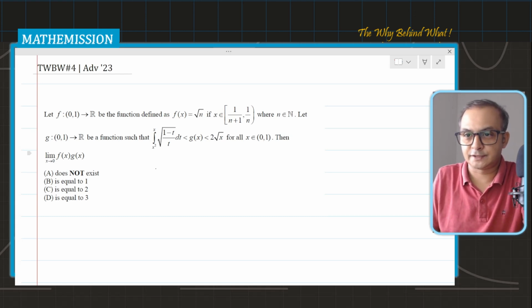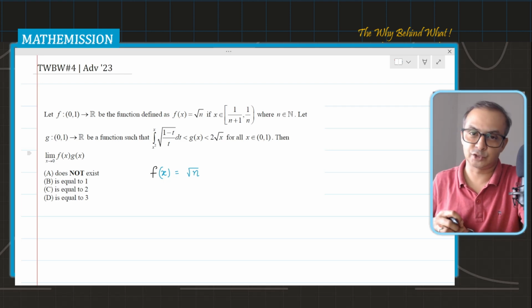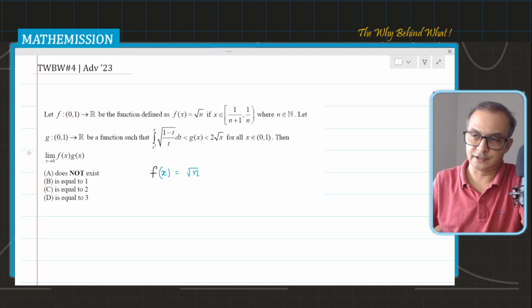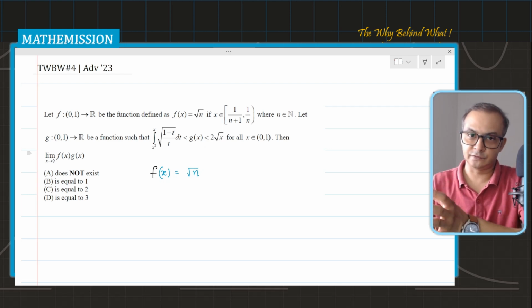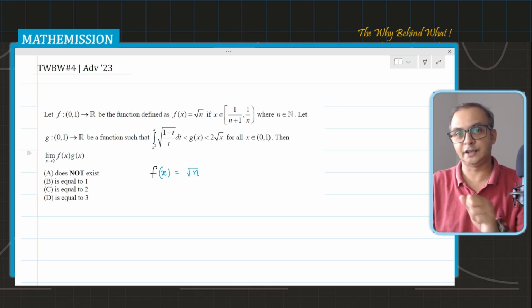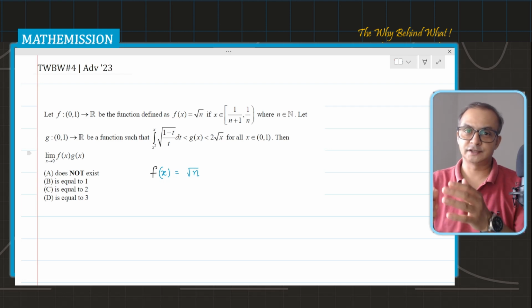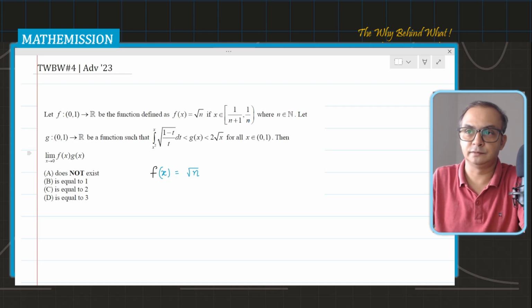So I have f(x), as you can see, which is root n. You notice the square root of n is a constant, meaning it doesn't depend upon the x value. The x has only this role, which will provide the interval to define root n. But it's not a single constant; it's a constant in every interval, and the interval is decided by 1/(n+1) to 1/n. So how can we say that?